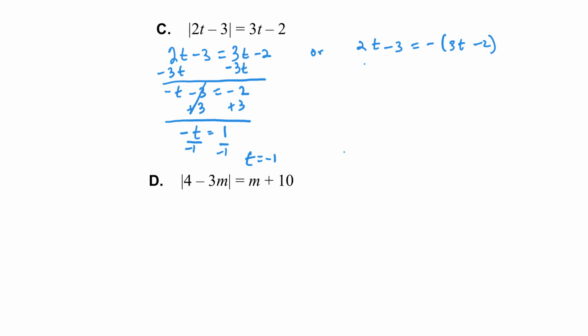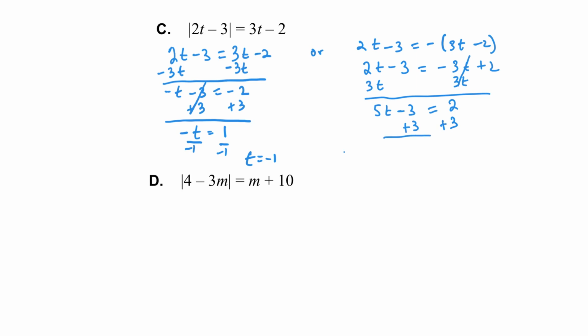We're going to go ahead and distribute the negative. So we have 2t minus 3 is equal to negative 3t plus 2. We're going to add 3t to both sides. 2t plus 3t gives you 5t minus 3 is equal to 3t minus 3t is 0, so you're left with 2. You're going to add 3 to both sides. So 3 minus 3 is 0, so you have 5t is equal to 5. And then divide by 5. So we have t is equal to 1.